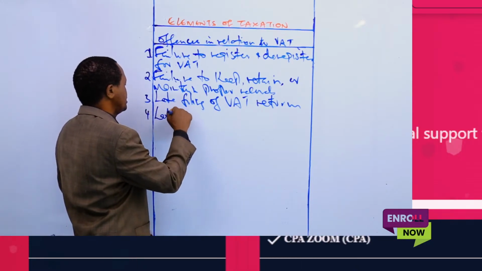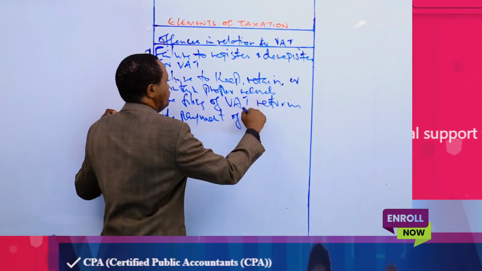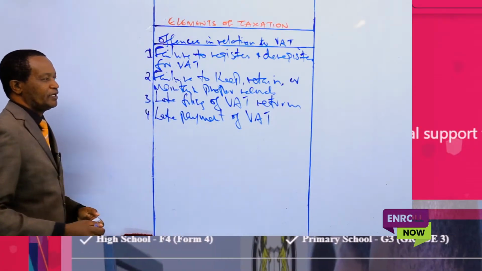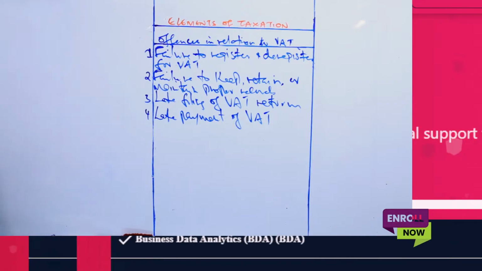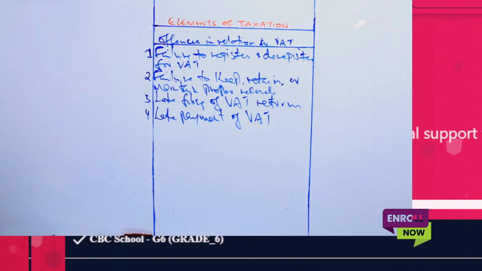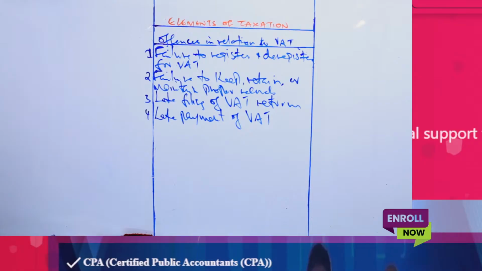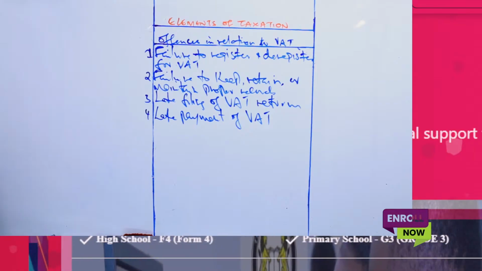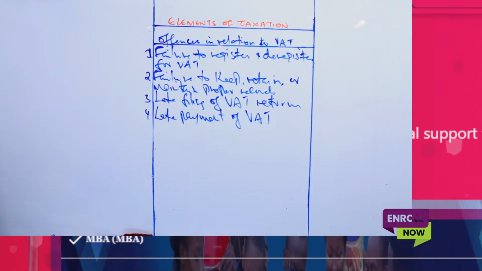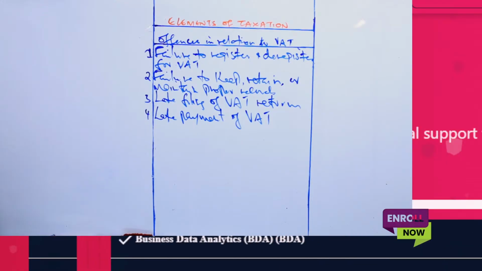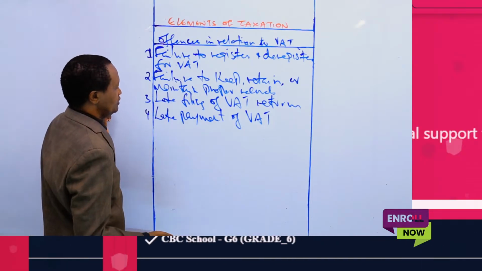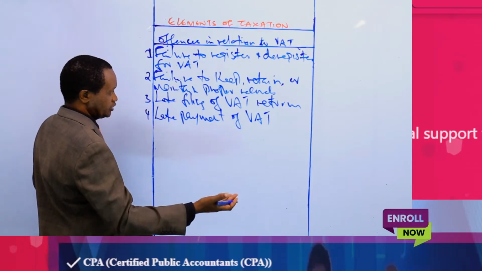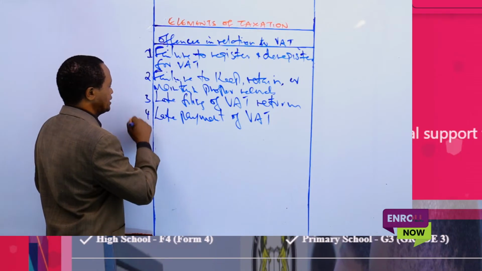4. Late payment of VAT. Late payment of VAT constitutes an offense, and the offense is failing to remit the VAT due to Kenya Revenue Authority by the 20th of the following month. What is the penalty? The penalty is 5% of the amount due plus interest of 1% per month on the unpaid tax until it's paid in full. So that is the offense which comes with a penalty.